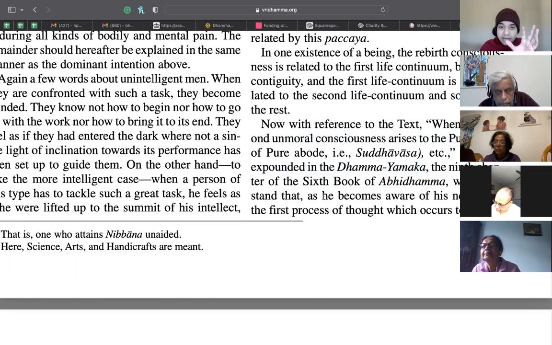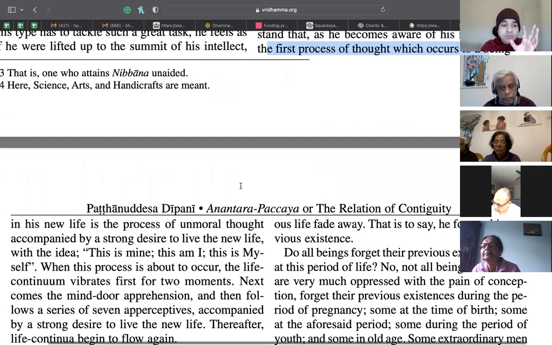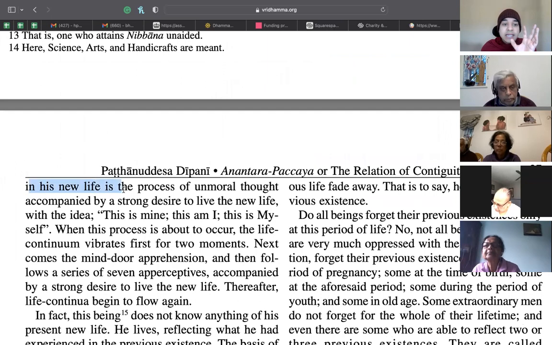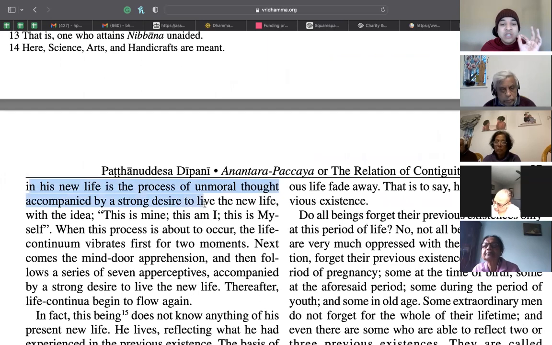We understand that as he becomes aware of his new body, the first process of thought which occurs to a being in his new life is the process of immoral thought accompanied by a desire to live the new life. Is that clear? Right? With the idea, this is mine, this I am, this is myself. Mamatve. Vartamana arammana, panchupadanakkhandha krame yatate.